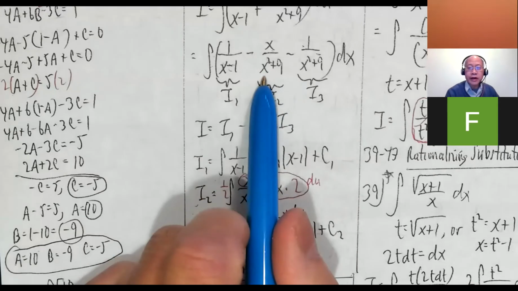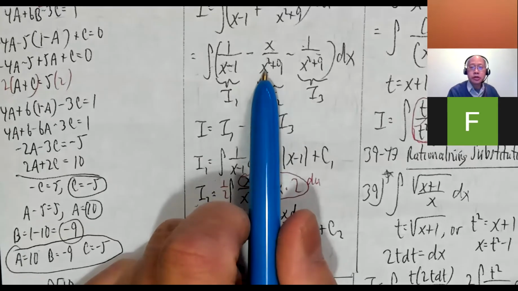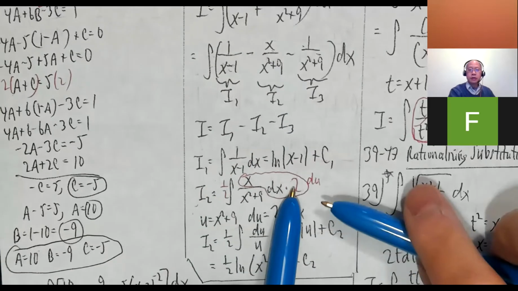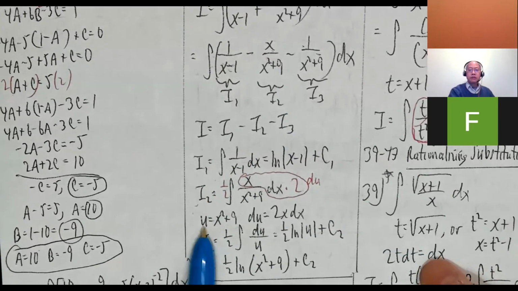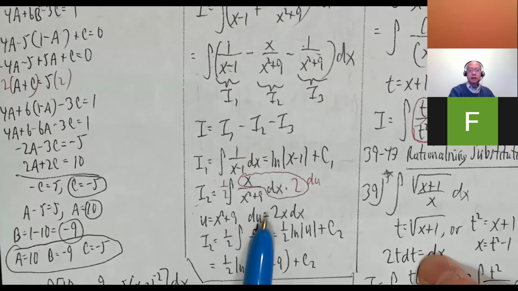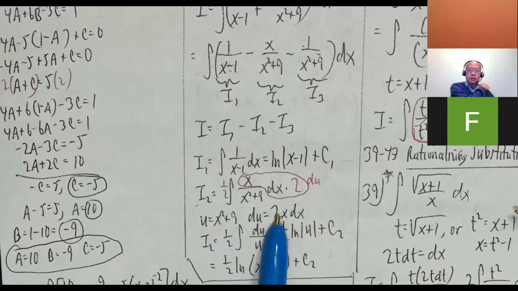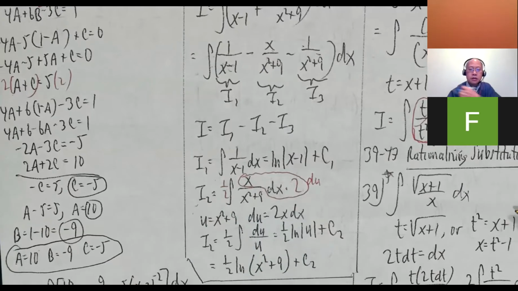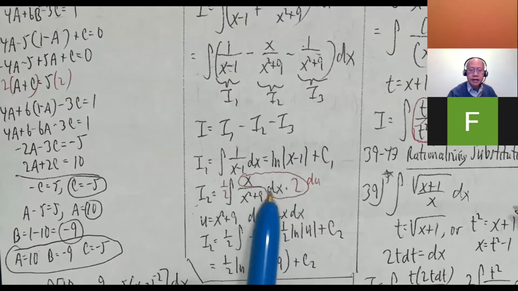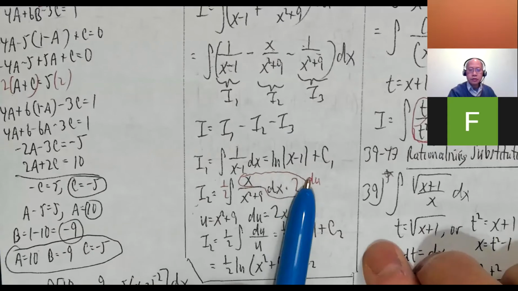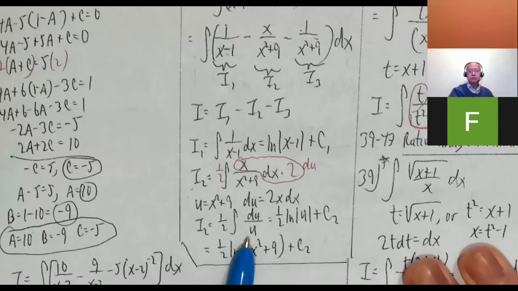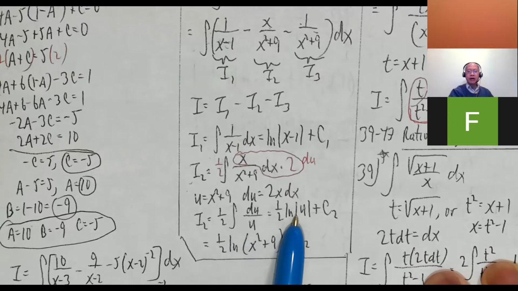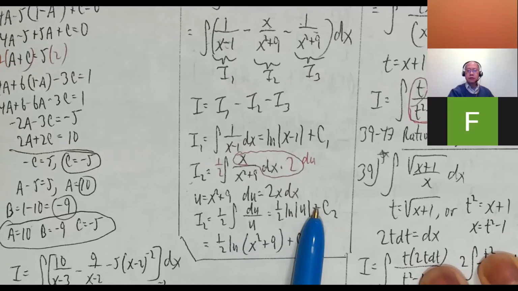Okay, I2, x over x squared plus 9. Use substitution. The derivative of the bottom is 2x, which means I just need to introduce a 2 inside and a half outside. So u equals x squared plus 9, du equals 2x dx. Now this combination 2x dx, pretend I erase it with du, and the bottom is just going to be my u. So I have 1/2 ln absolute value of u plus C2.